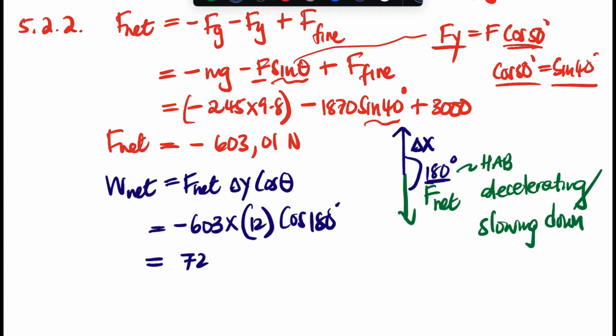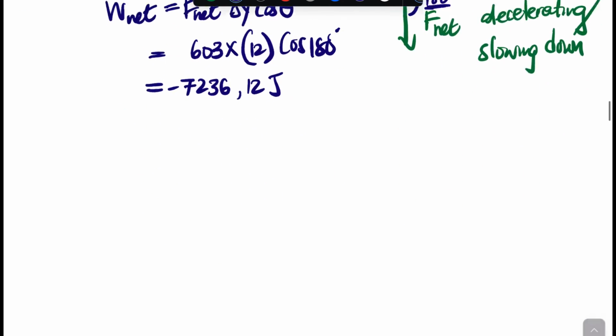No, not 72,000. It's negative 7,236. Guys, I do not substitute the negative here. This negative, I'm not going to substitute it there, because it just shows the direction, and this shows the direction as well. I can't put two directions there and there, I just need to put one. So it's negative 7,236 joules. That's the work done.